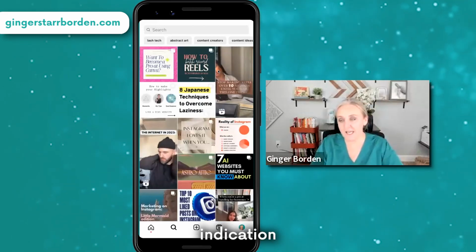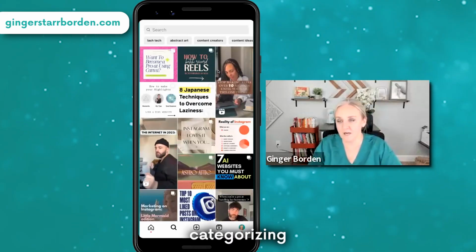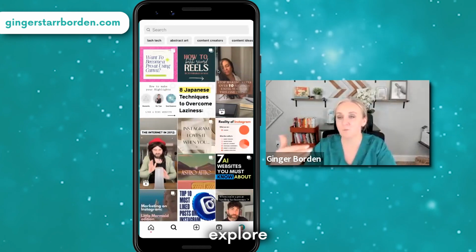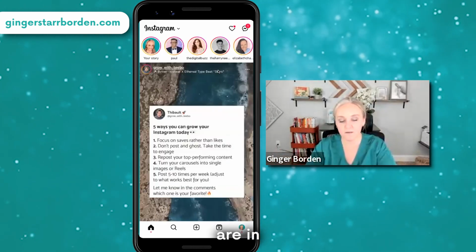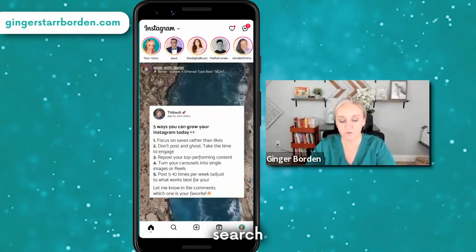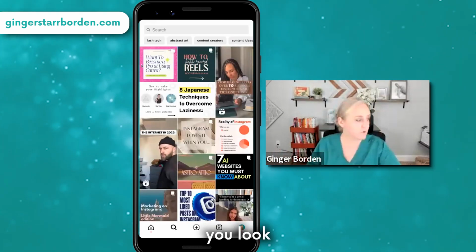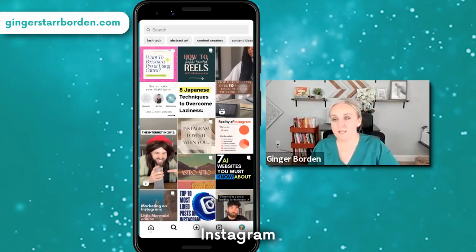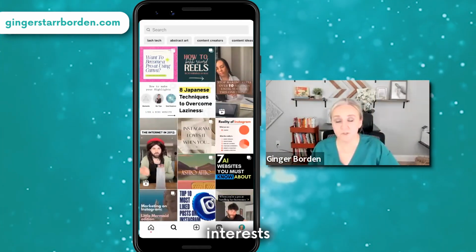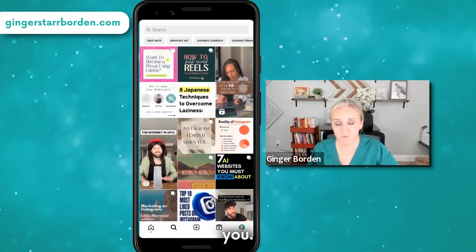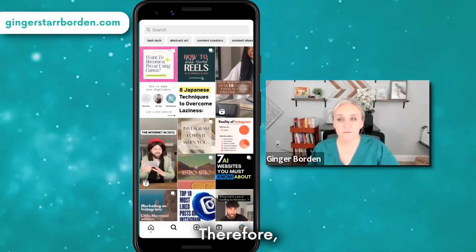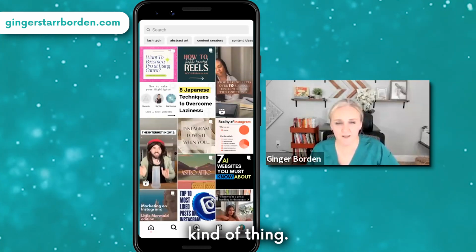A good indication of how the algorithm is categorizing you is by looking at your Explore feed. So when you are in Instagram and you click this little search down here at the bottom, the little magnifying glass, and you look here, this is what Instagram is saying. Okay, Ginger, this is what your interests are. This is what I'm going to show you. Therefore, this is what I expect from you, kind of thing.